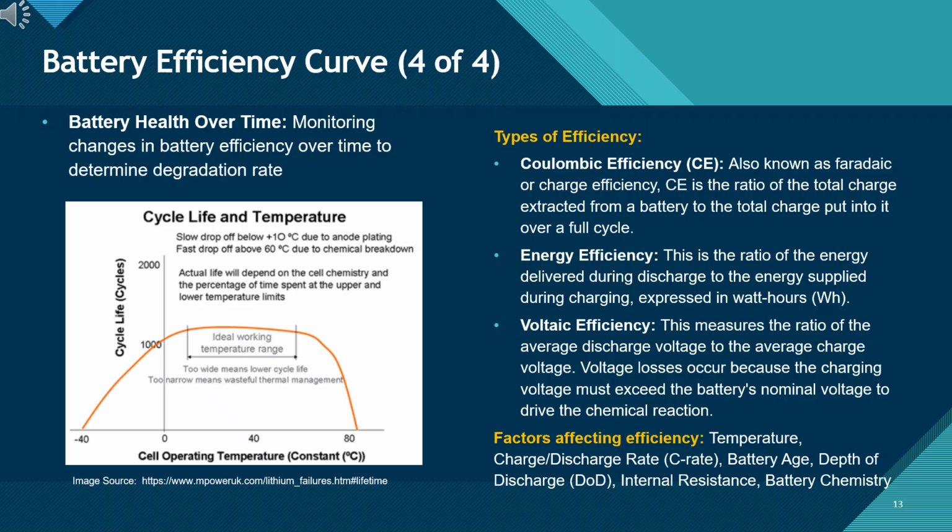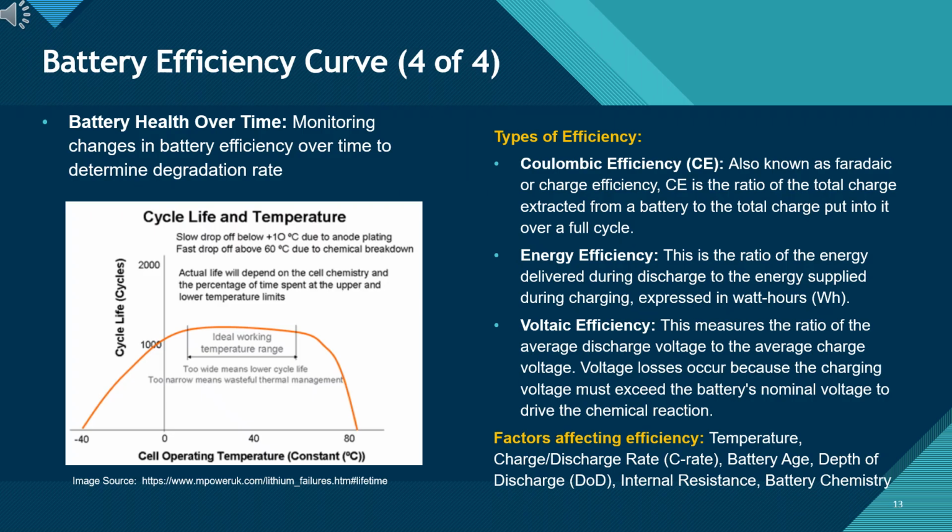Slide 4 of 4 for battery efficiency curve. Now, let's wrap up the efficiency discussion by looking at how battery health and efficiency change over time. The graph here shows how cycle life is strongly tied to temperature. Batteries last the longest in their ideal operating range, roughly room temperature up to around 40 degrees Celsius.